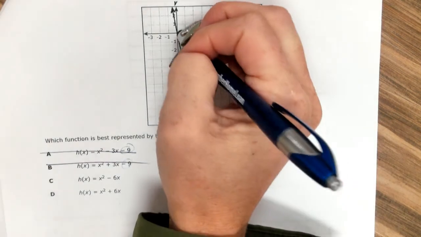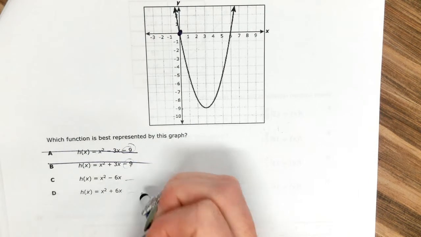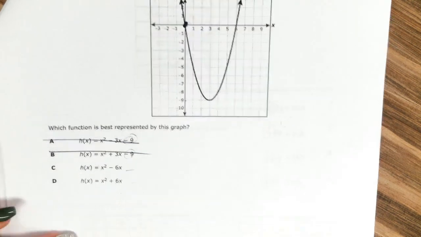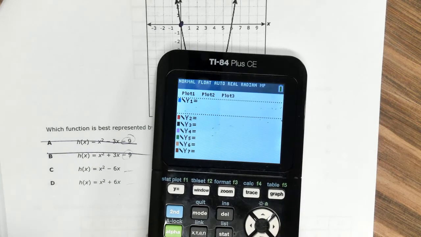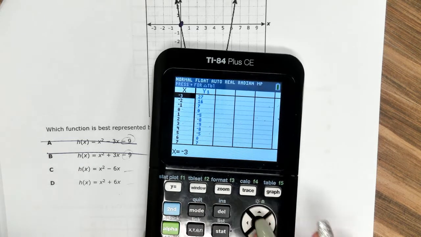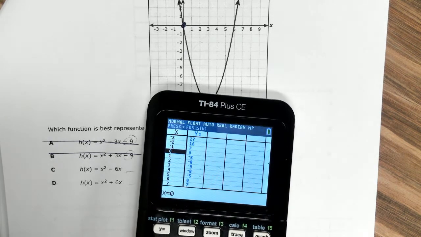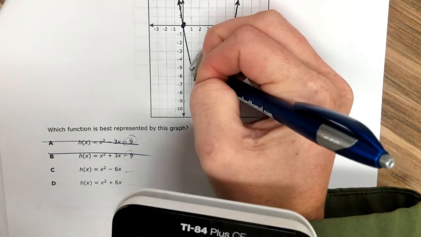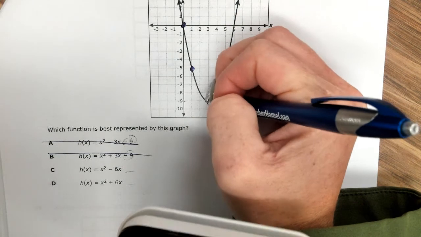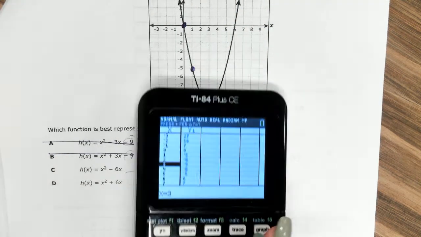Because what is the y-intercept right here? Yeah, so these were 0 because it didn't have a number there. So I went straight to C and typed it in. And I said there's a point at 0, 0. There's a point at 1, negative 5. There's a point at 3, negative 9. So that was the answer. It was good.